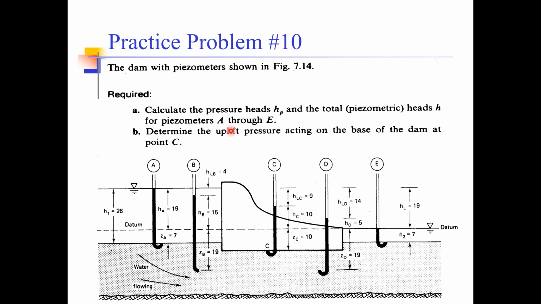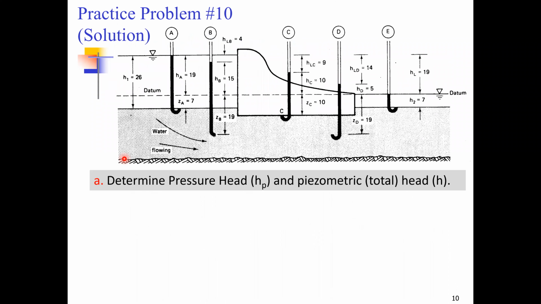And as the second part of the problem, we need to determine the uplift pressure acting at the base of the dam at point C. So these are the two objectives that we need to achieve. So let's see how we can solve part number one, which is how we can determine the pressure head, which is HP, and the piezometric head, which is the total head, at point A first, for example.